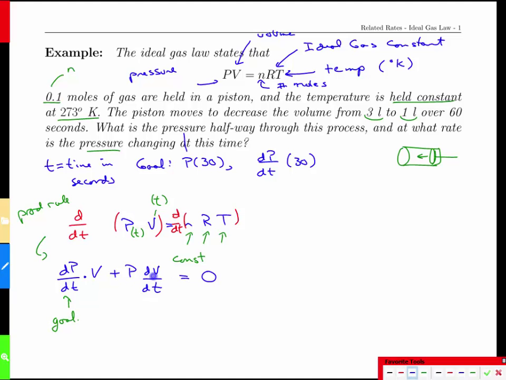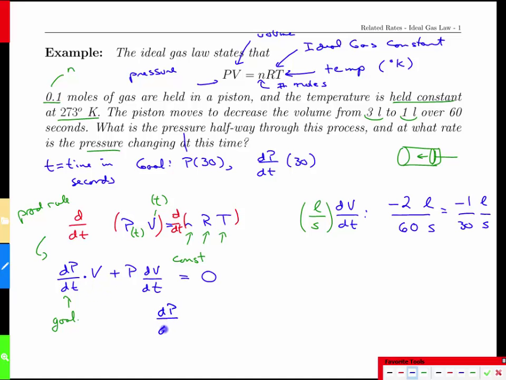Let's figure out this dV/dt on the side. The problem tells us we're decreasing the volume from 3 liters down to 1 liter. And so we are losing 2 liters of volume. And it's taking us 60 seconds to do that. And a quick unit check. The units of the derivative of volume with respect to time should be in liters per second. And that's in fact what we get here. We use lowercase l. And we can simplify that to -1/30 liters per second.